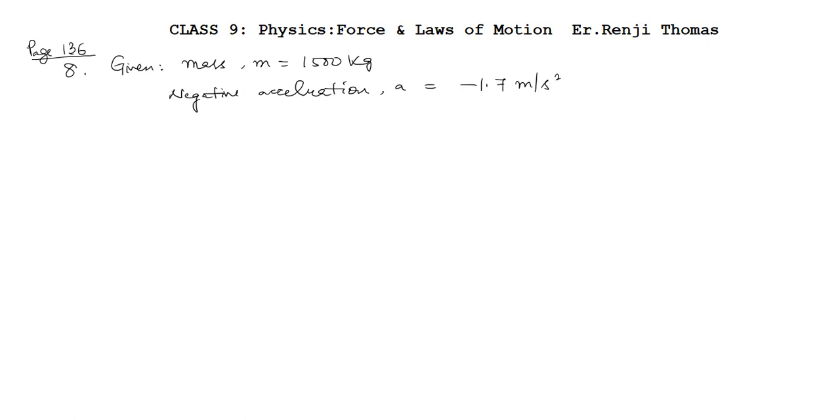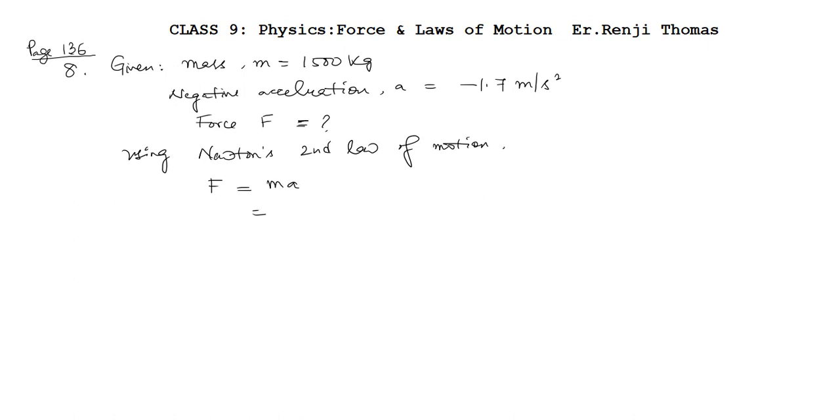Alright. So what are you asked to find? You are asked to find the force between the road and the tire. So we'll use Newton's second law of motion. Using Newton's second law of motion, we all know that it states that F equal to ma. Just put the values of mass 1500 multiplied with the acceleration, which is minus 1.7.